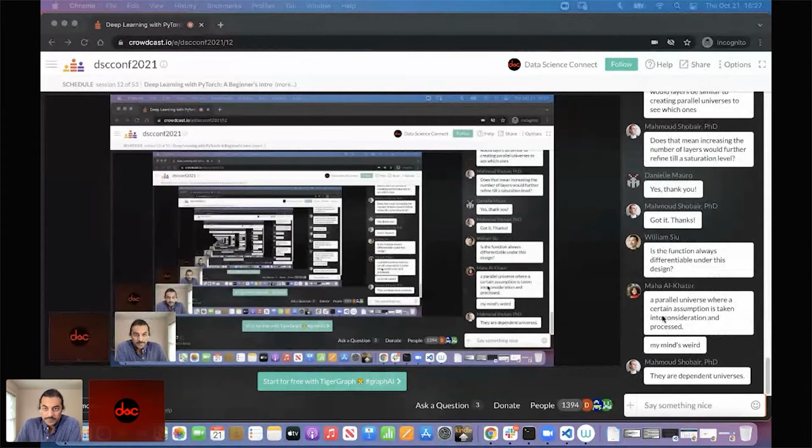And then William asks, is the function always differentiable under this design? I think you mean, can we always have different functions? Yeah, absolutely. You can create your own layer. You can specify how many neurons it has. You can specify what function to use. Absolutely. PyTorch, TensorFlow, they all allow you to do that.